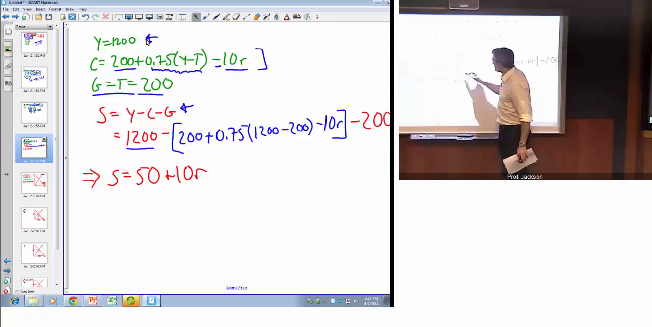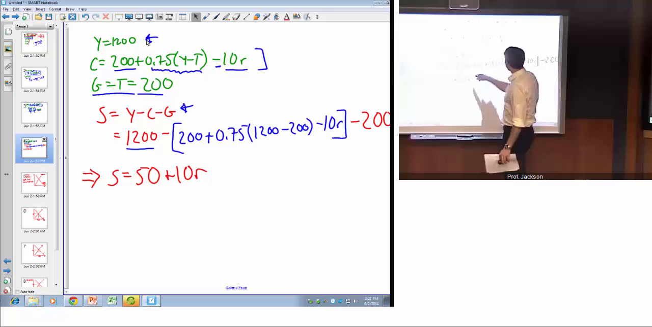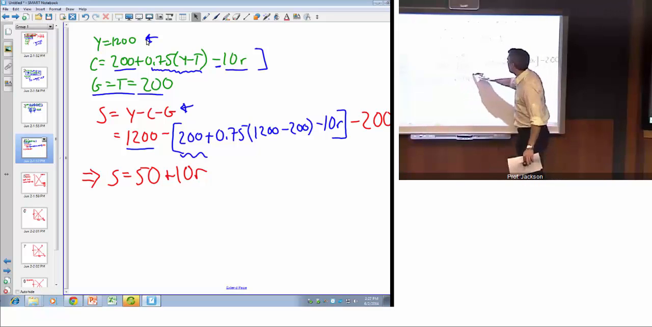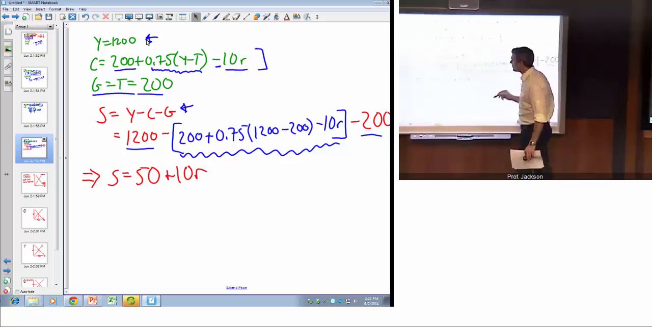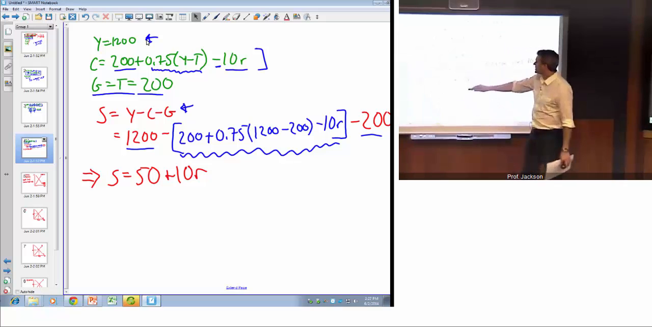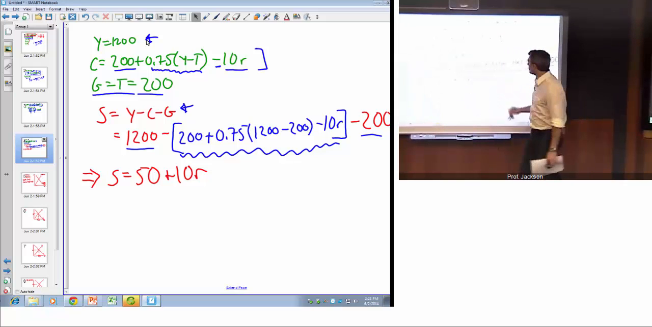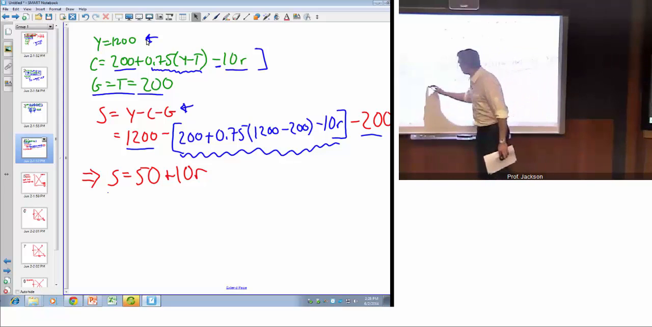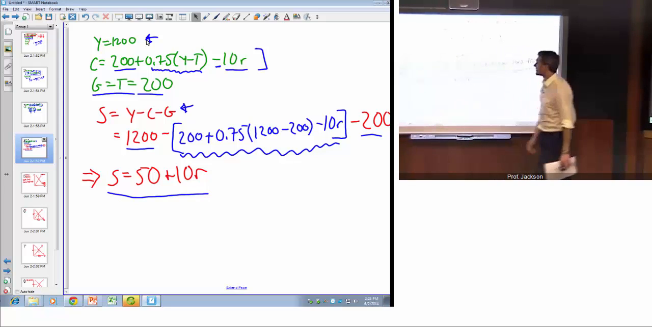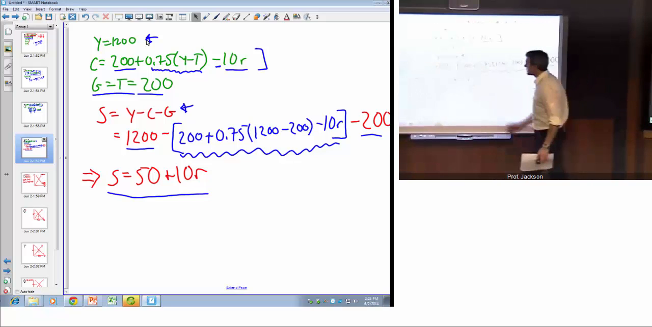That's 1200 minus this expression, this whole expression here in blue that you see. That's the consumption function, and we just plugged all those numbers in there. And then don't forget about G, which is tacked on at the end there, right? So Y minus C minus G. Now, I'm not going to go through the steps of the math, but you should do this and solve for it. When you do, you're going to get something that looks like this: savings is equal to 50 plus 10R.